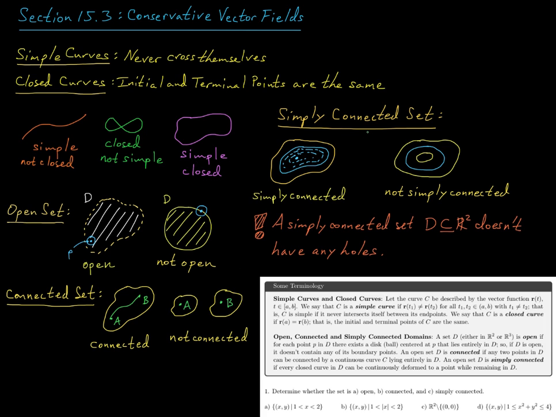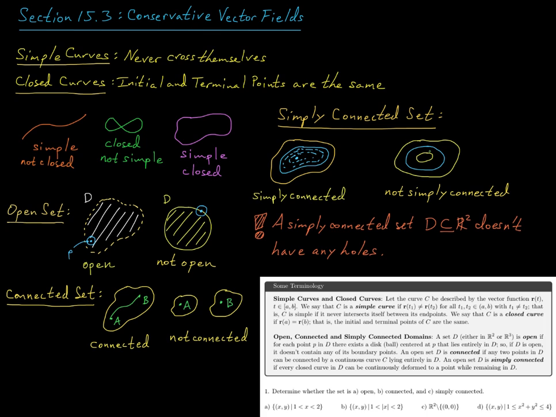All right, and then lastly, we have what are known as simply connected sets. Okay, so we say that a set is simply connected if every closed curve in our set can be continuously deformed to a point while remaining entirely in our set. So this is an example of something that's simply connected. If I draw this closed curve here, this solid blue curve, I can deform this curve in a continuous fashion and contract it down to a point while remaining completely within my set.